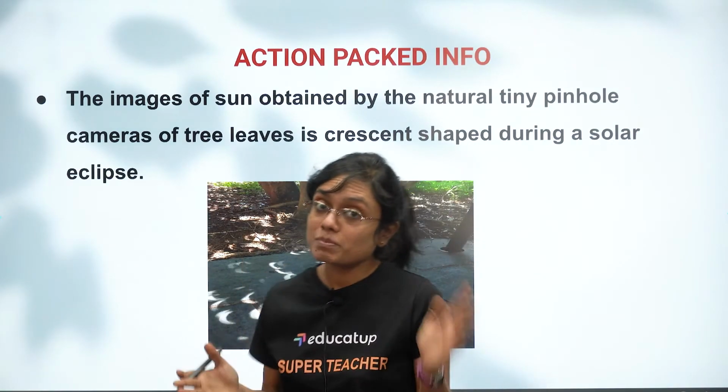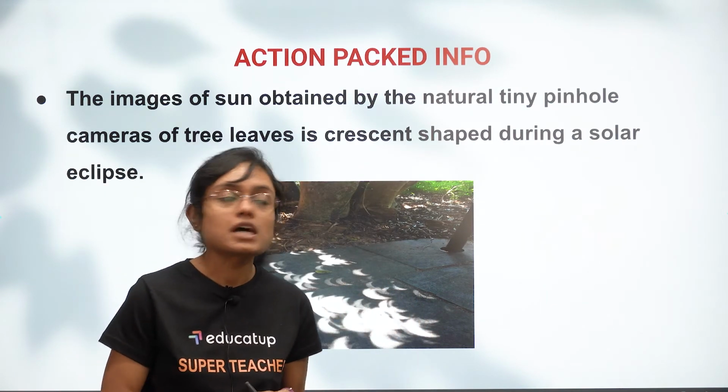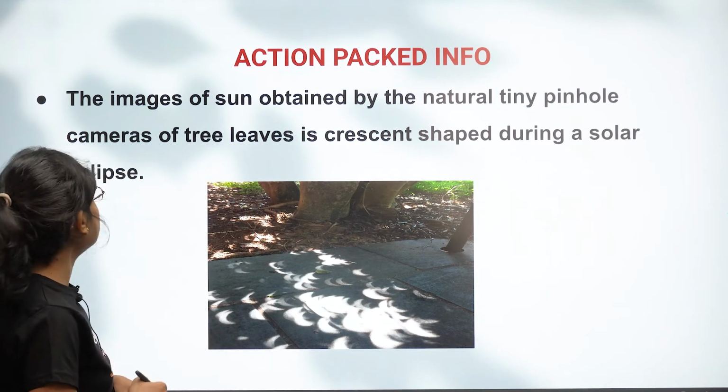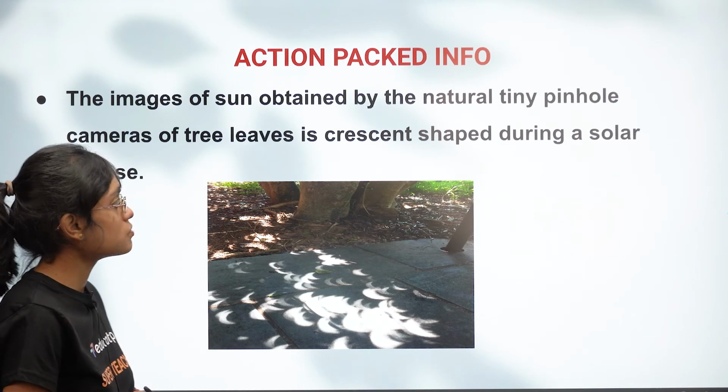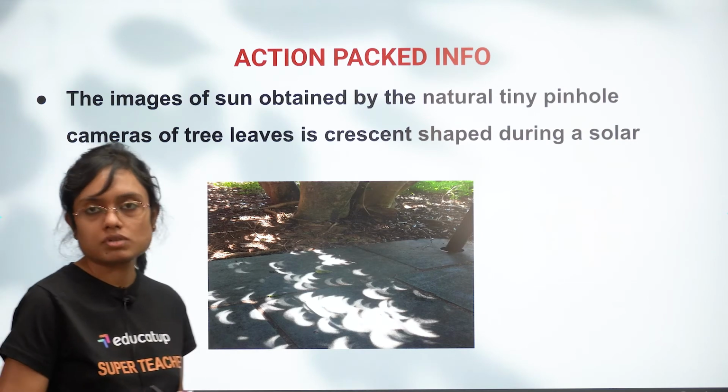Now, some action-packed info, guys. Time to update yourself. The images of sun obtained by the natural tiny pinhole cameras of tree leaves is crescent-shaped during a solar eclipse. Very important to understand, children.